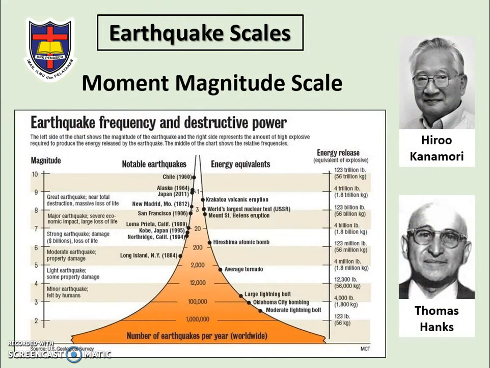The second earthquake scale is known as the moment magnitude scale. This scale was invented by Hiroo Kanamori and Thomas Hanks in the 1970s. Actually, this scale is a modification of the Richter scale. The moment magnitude scale is used to calculate the energy released from an earthquake and therefore scale the magnitude based on it.